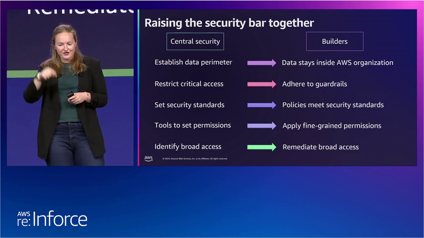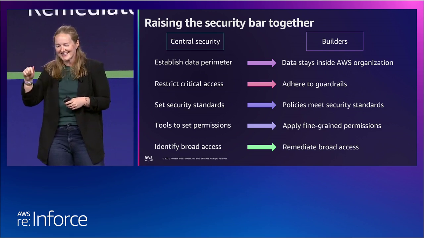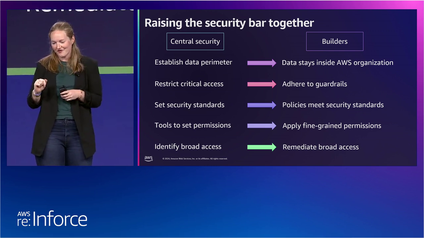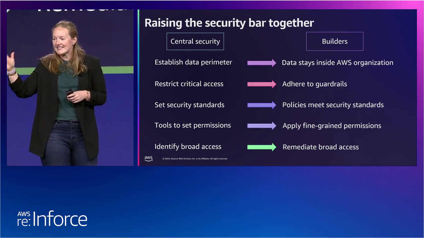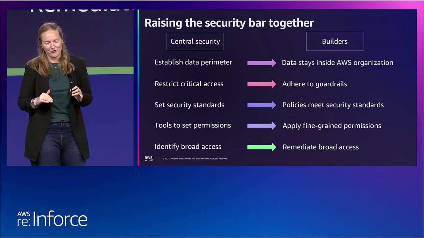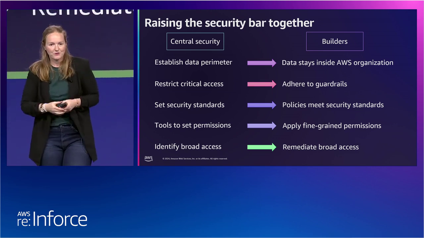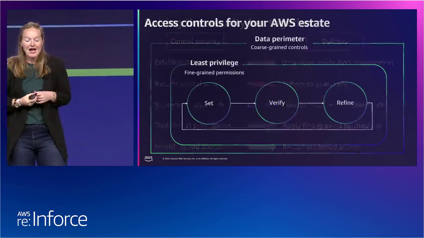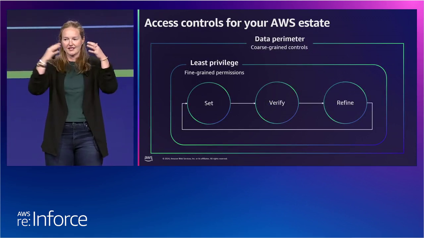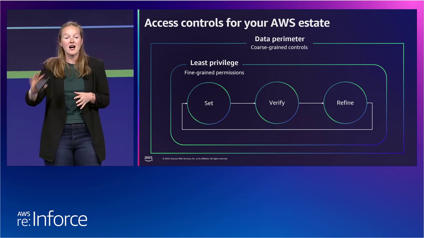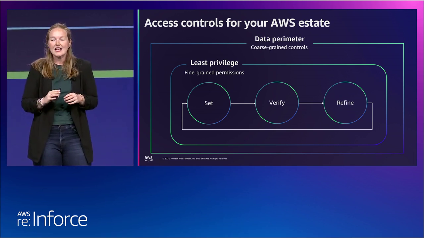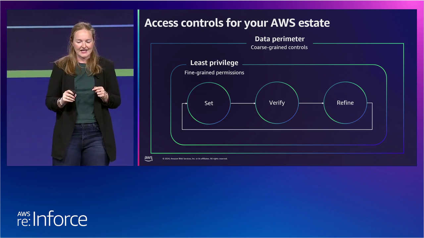Builders, you got to work with your central security team. You got to make sure data stays inside the organization. You want everything to adhere to the guardrails. Policies must meet the security standards. Please apply fine-grained permission, especially for your workloads, and remediate broad access, working with your central security team. And this is a pattern we encourage. We encourage central security teams to establish that data perimeter. There's a ton of content about establishing a data perimeter on your AWS environment. Please go look at it. I'm going to do one of the use cases today.